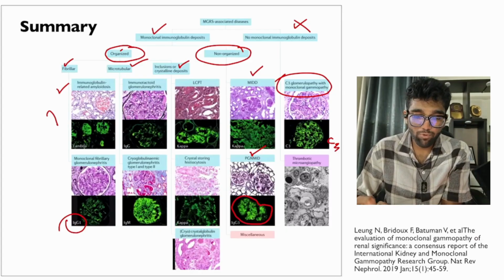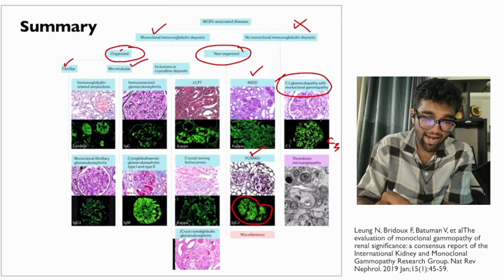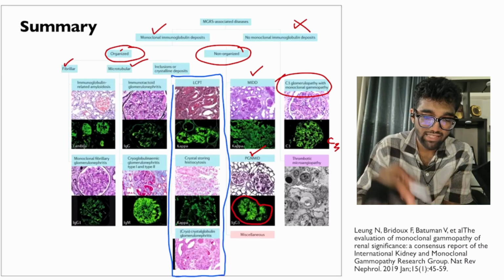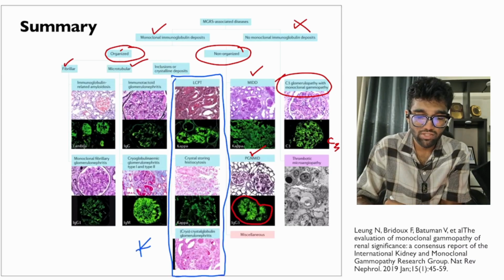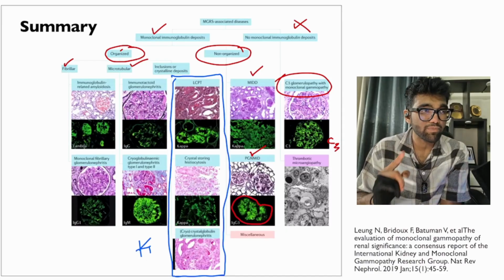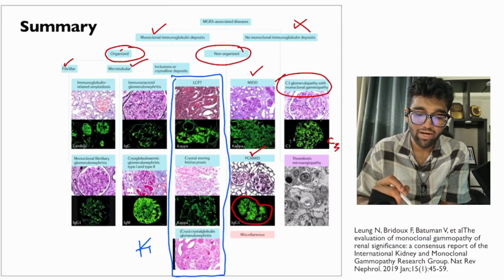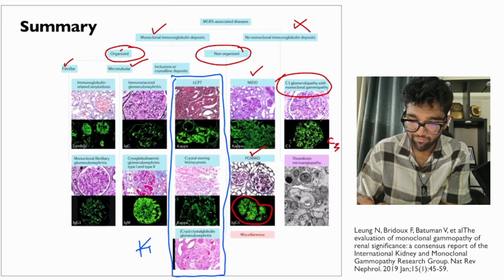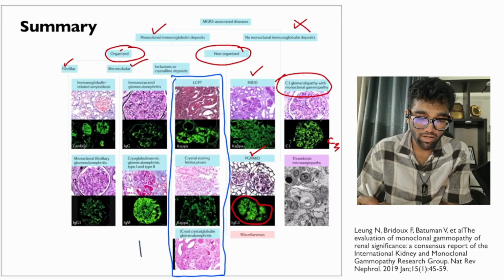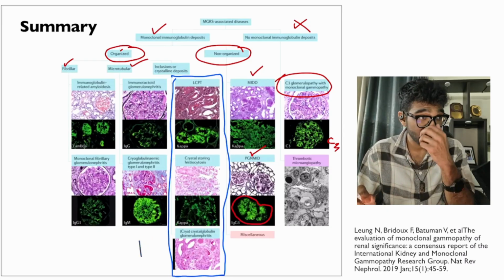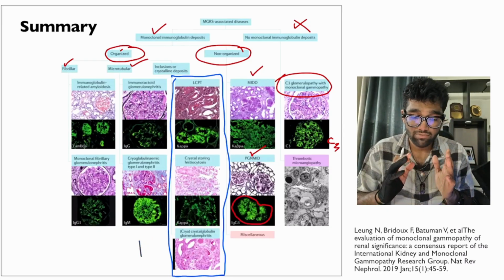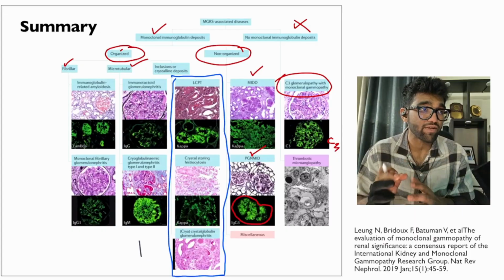Now, light chain proximal tubulopathy, crystal storing histiocytosis, and cryocrystalloglobulinemia, all three are due to kappa chain deposition almost always. The only exception being LCPT, which sometimes is lambda, and in that situation it causes interstitial nephritis. So now the differentiation is based on their site of deposition and what cell is affected by the deposition.